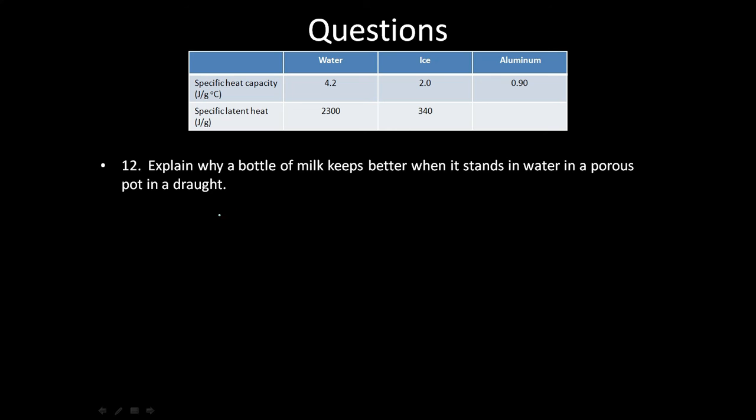Again, the earthenware has capillary bores within its structure, which cause the water to pass through those capillary bores, therefore removing the latent heat, lowering the temperature of the milk, and stopping or slowing the growth of bacteria inside of that milk, therefore enabling the milk to last longer.